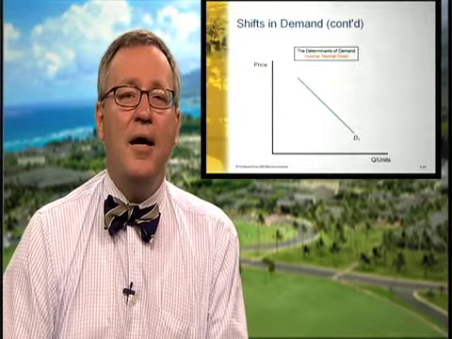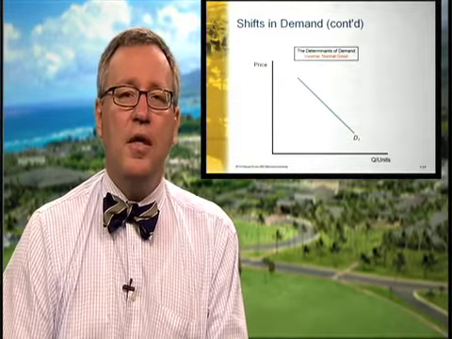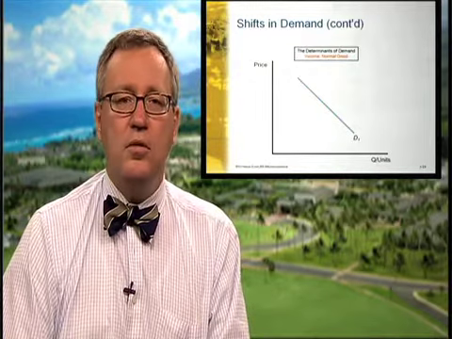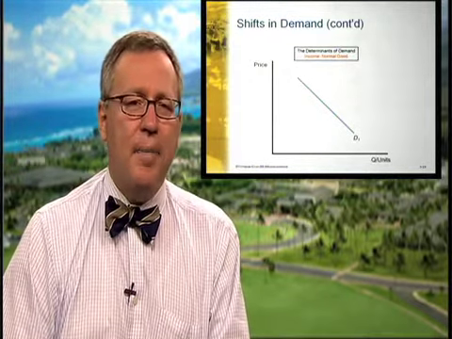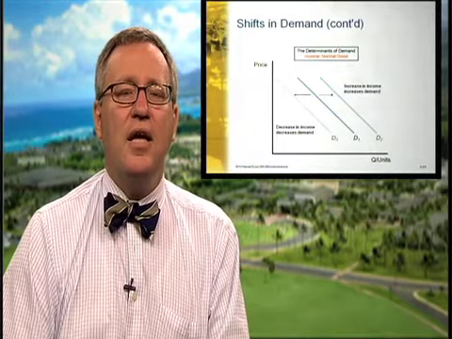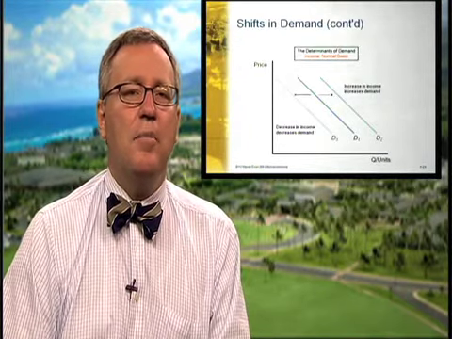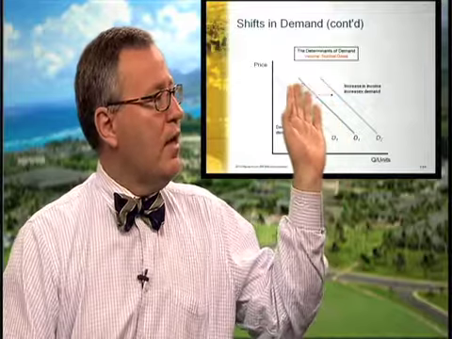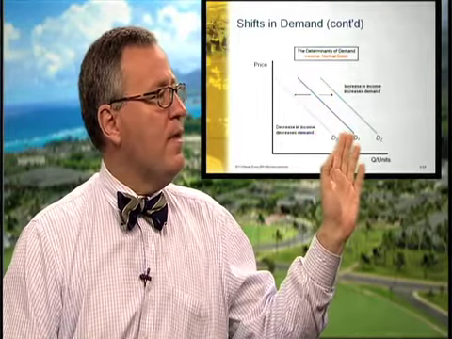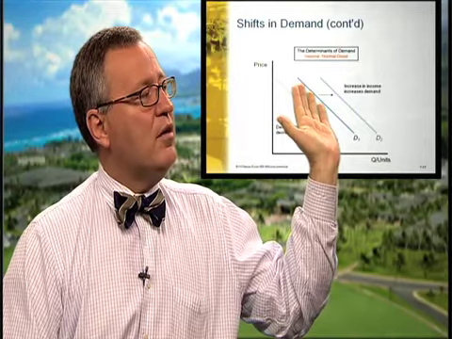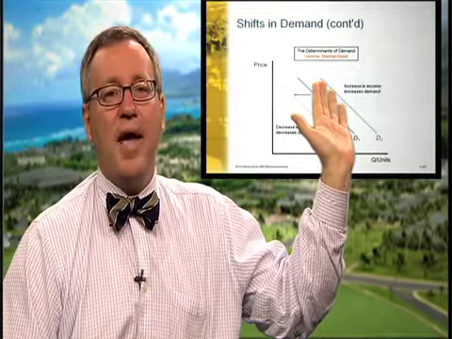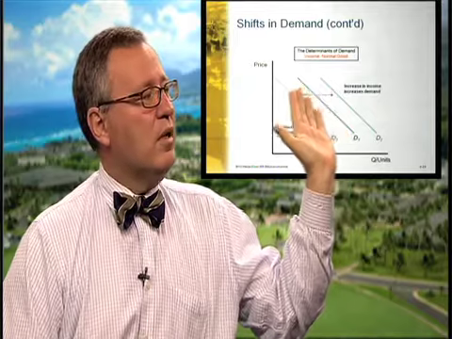Let's talk about income and a normal good. So this is an example of a normal good, and we're going to change income. So what happens if we increase income? What happens to the demand for a normal good? Well, here was our demand curve previously. Our income has gone up, and it's a normal good, so you know your demand curve is going to shift to the right. It's going to expand the market. Demand is going to increase.